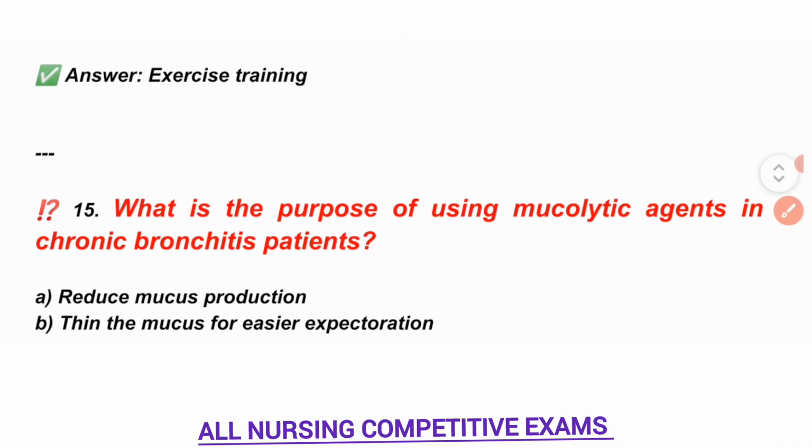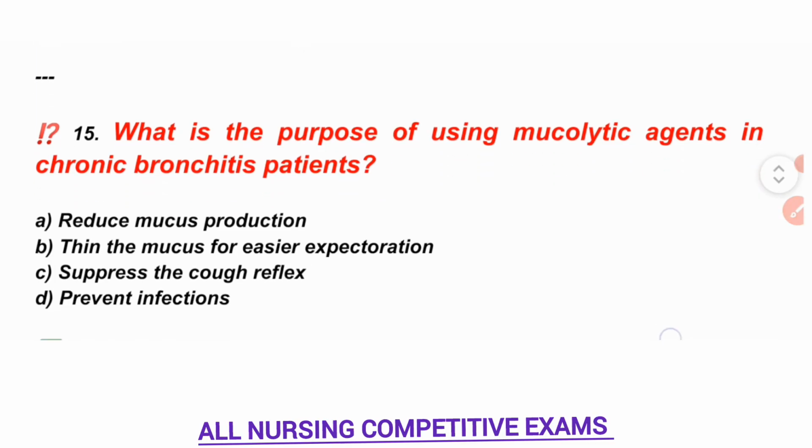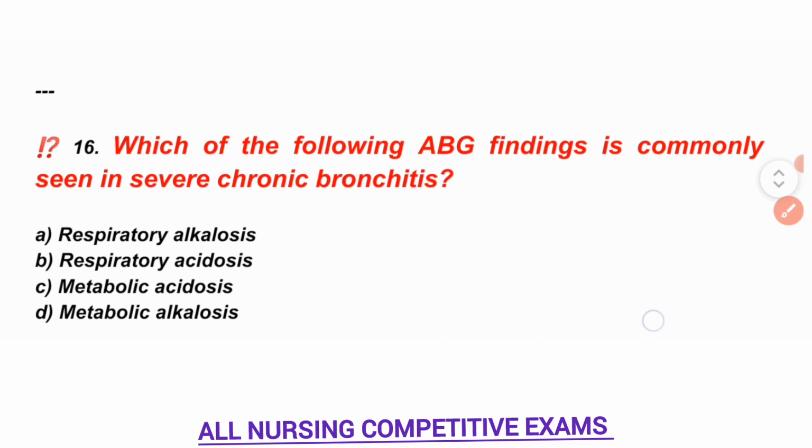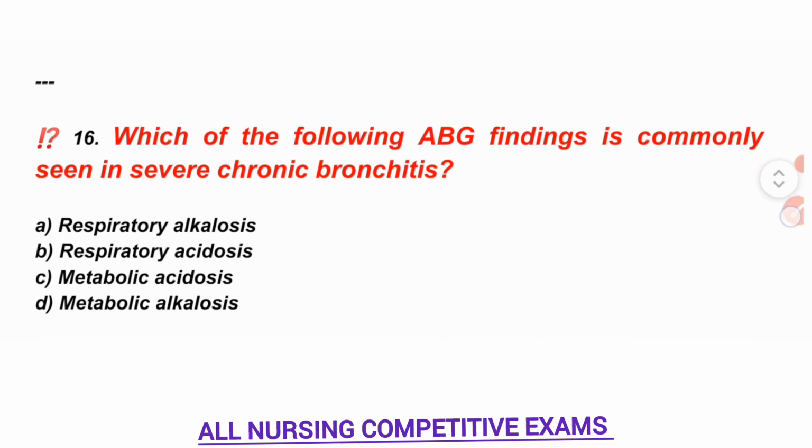Question number 15. What is the purpose of using mucolytic agents in chronic bronchitis patients? The right answer is option B, thin the mucus for easier expectoration. Question number 16. Which of the following ABG findings is commonly seen in severe chronic bronchitis? Right answer is option B, respiratory acidosis.